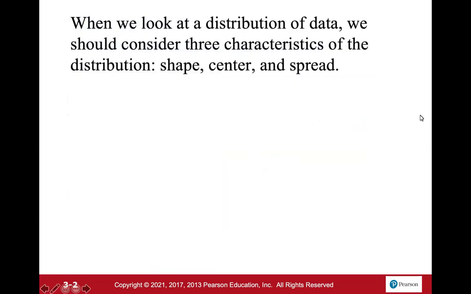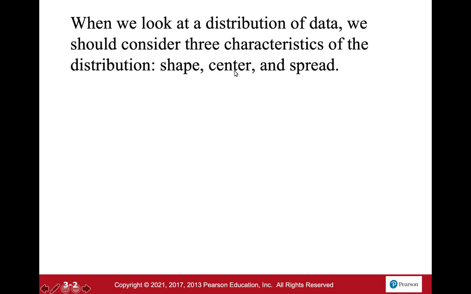So here, when we look at a distribution of data, we should consider 3 characteristics of the distribution: shape, center, and spread. Of the distribution, the shape. We talked about shape in the very last section that we went over: either a uniform distribution, a skewed left distribution, or a skewed right distribution. All of that is going to tell us a lot about the data.